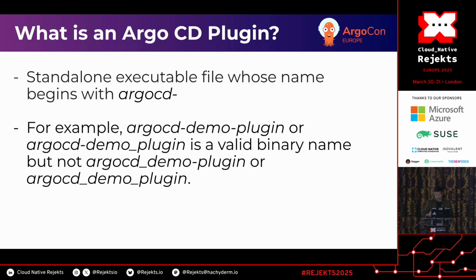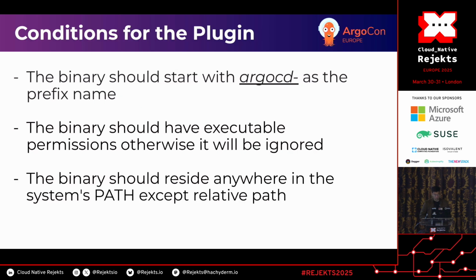For example, argocd-demo-plugin or argocd-demo hyphen plugin is a valid binary name, which we'll come to. But what is an Argo CD plugin for now? It's basically a simple standalone executable file whose name begins with argocd hyphen, and it's going to reside in your system's absolute path.